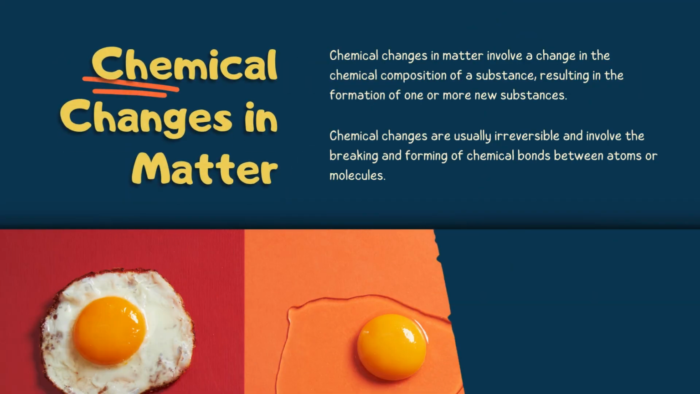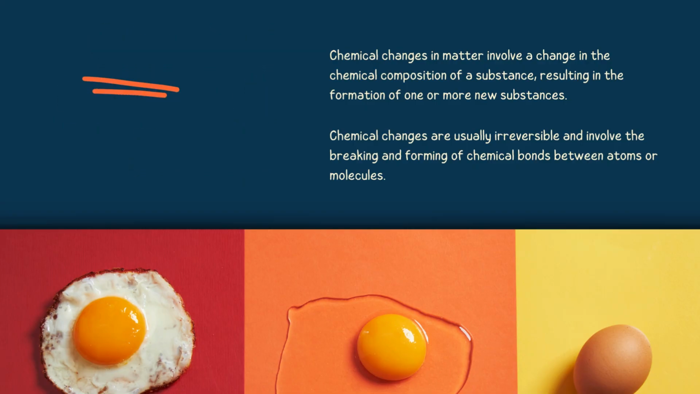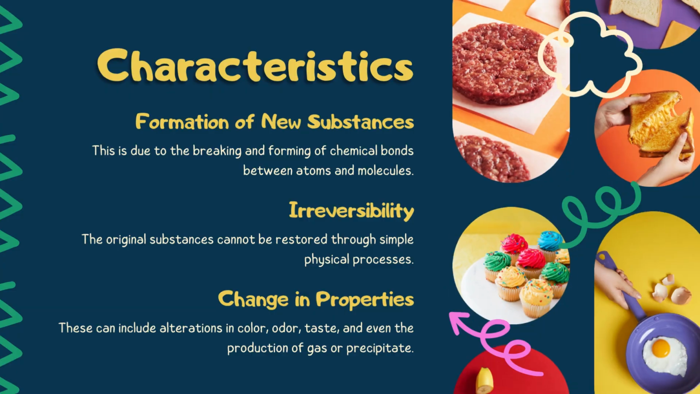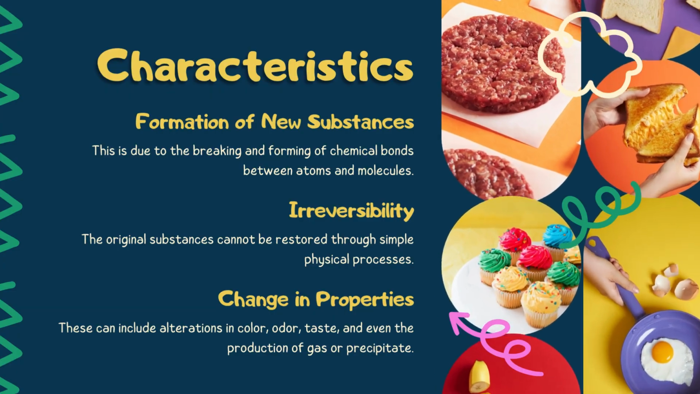Now let's look at chemical changes. These involve actual changes in the chemical composition. The original substance transforms into one or more new substances, often irreversibly. In a chemical change, new substances are formed through breaking and forming of chemical bonds. These are not reversible by simple physical means.